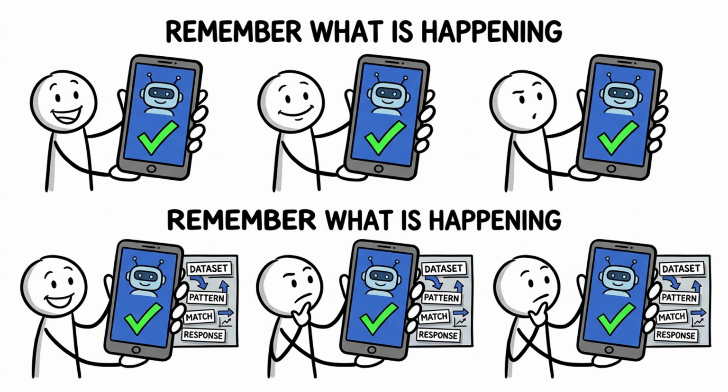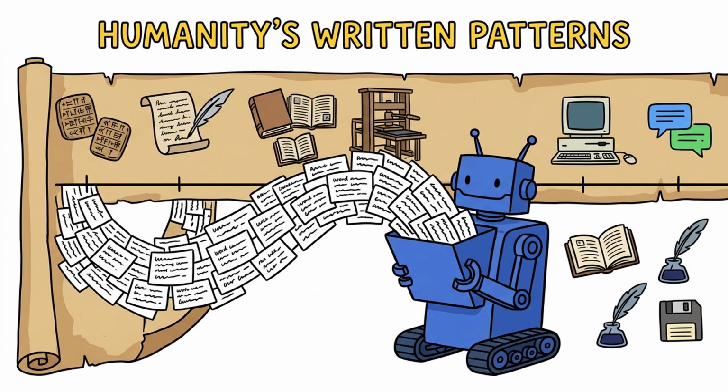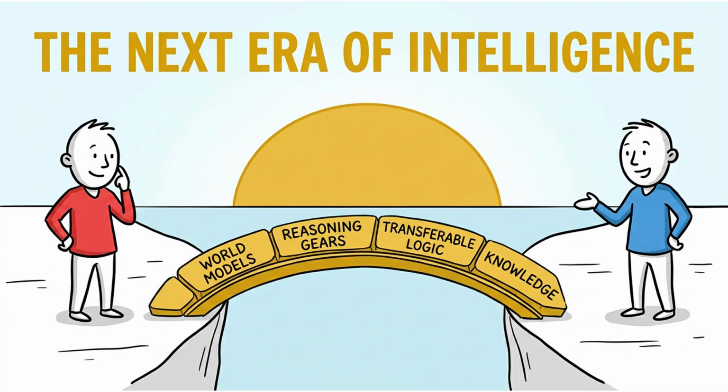So the next time your chatbot answers a question flawlessly, remember what's actually happening behind the screen. You're not talking to a mind that understands the world. You're talking to the most sophisticated memorizing student ever built, reciting patterns learned from nearly the entire written history of human thought. And somewhere between that memorizing student and the one who truly understands, the next era of intelligence is quietly being built.